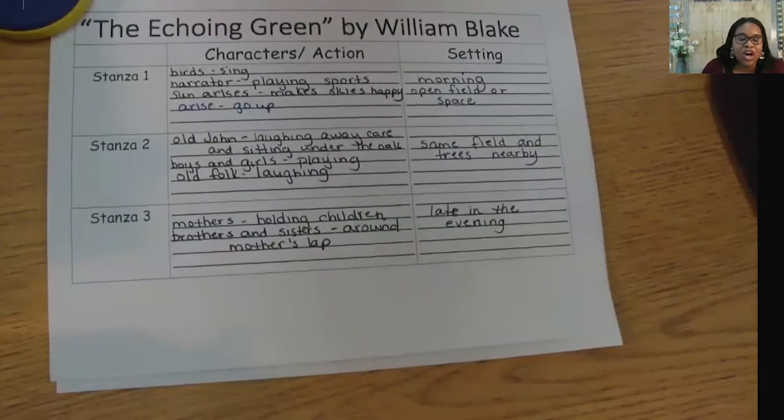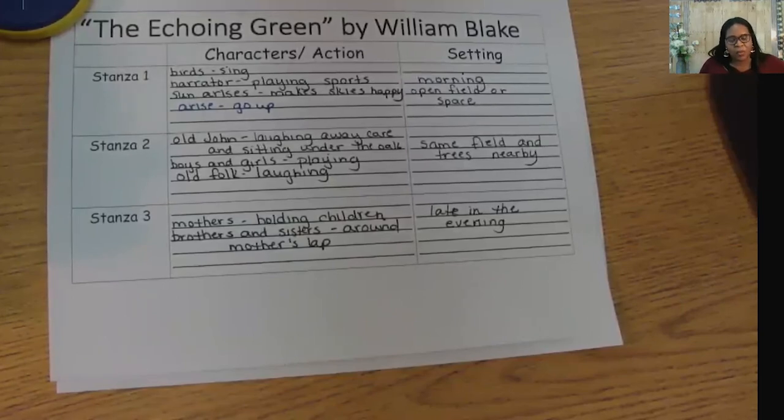Wow, look at all that we've learned about the echoing green today. We have thought deeply about how William Blake is providing us with details about the characters and setting. Now I want us to prepare to write about what we have captured. If you remember, I said we were going to summarize the poem from our notes. Notice that our chart sets up our paragraph rather nicely. We have each stanza and the characters and setting from each stanza. We can work our way through the chart to create our paragraph.